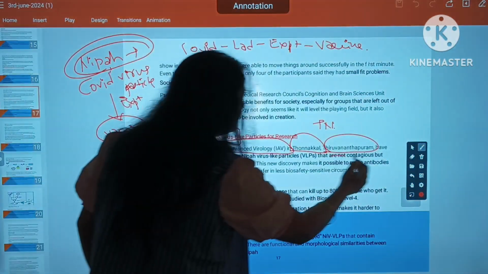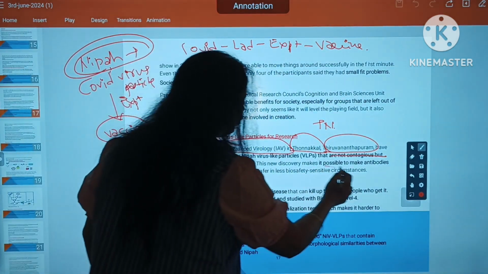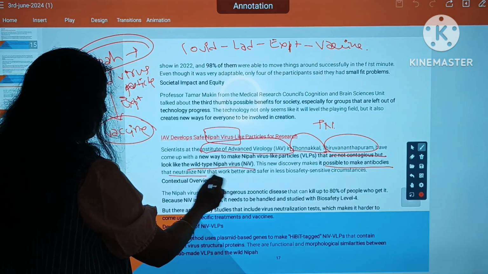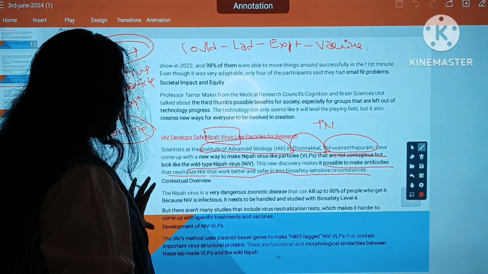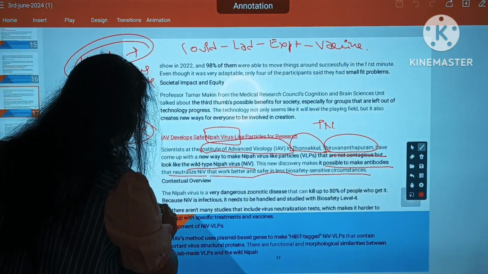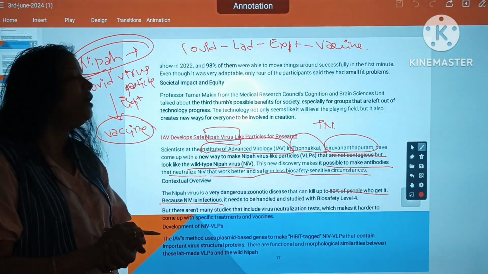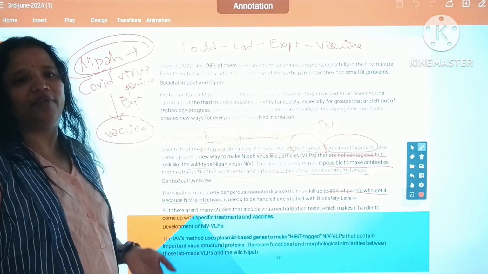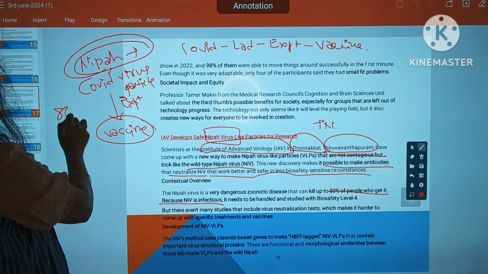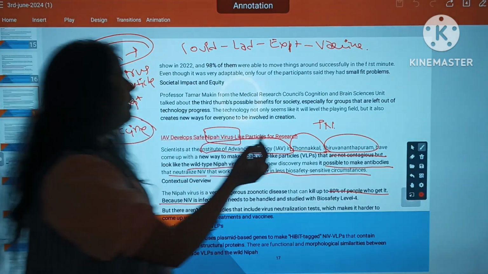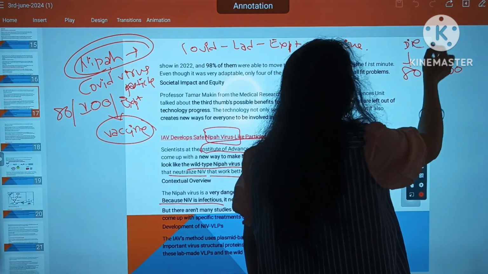that are not contagious but look like wild type Nipah virus. The discovery makes it possible to make antibodies that neutralize NiV, work better, and be safer in less biosafety-sensitive circumstances. Nipah virus is very infectious. It can kill up to 80% of the people who get it. Suppose people get COVID, there is less chance of dying. In the same way, if people get Nipah virus, out of every 100 people, 80 people used to die because of Nipah virus.